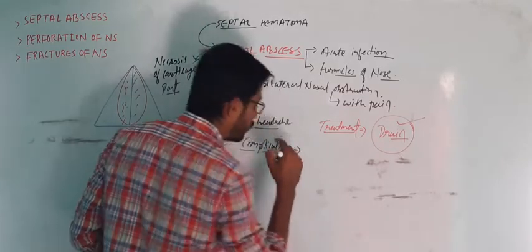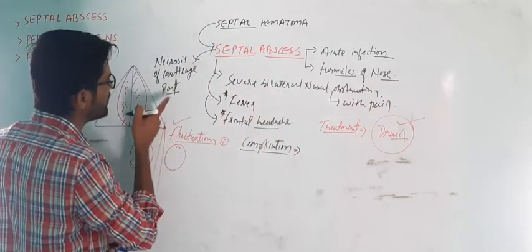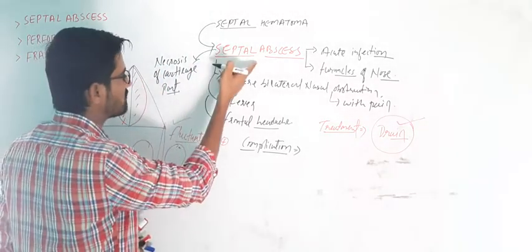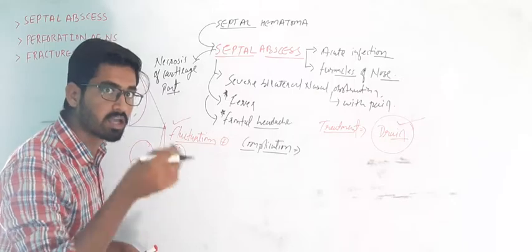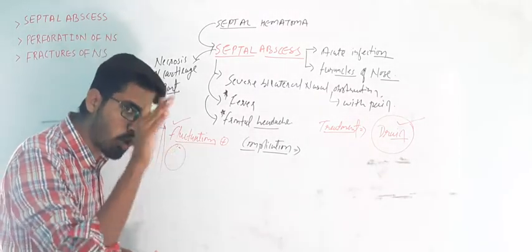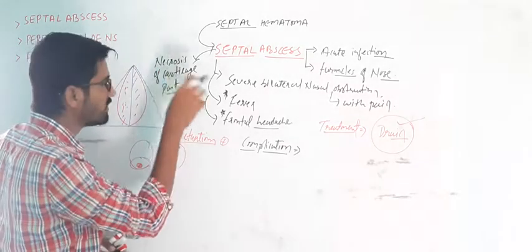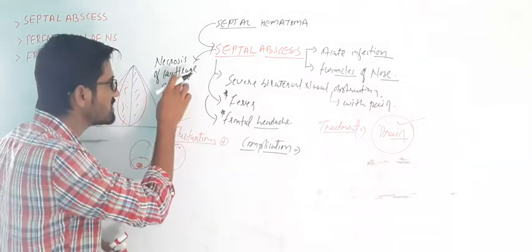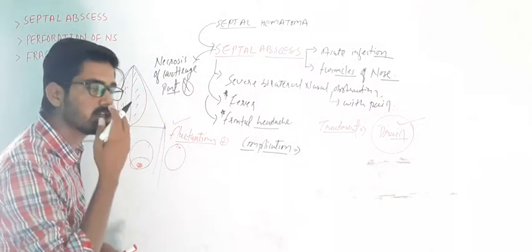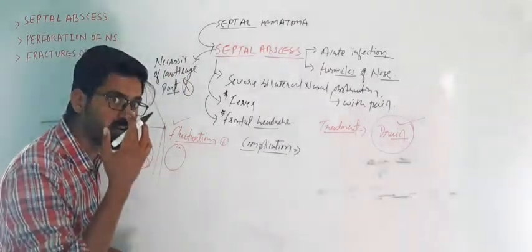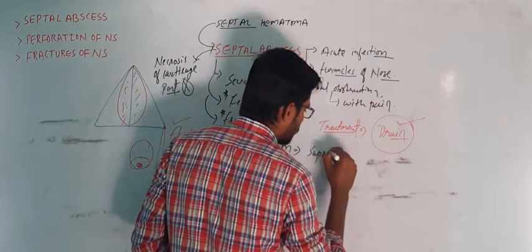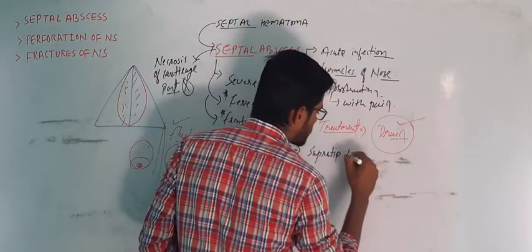One thing, you just see here, necrosis of the cartilage part. It's happening in the septal abscess. If there is a necrosis, this is the dorsum, am I right? This dorsum is situated on the cartilage and the bony part. If the cartilage part is going to be destroyed, or there is necrosis, there is no cartilage part. So the supratip will be depressed. Supratip depression.